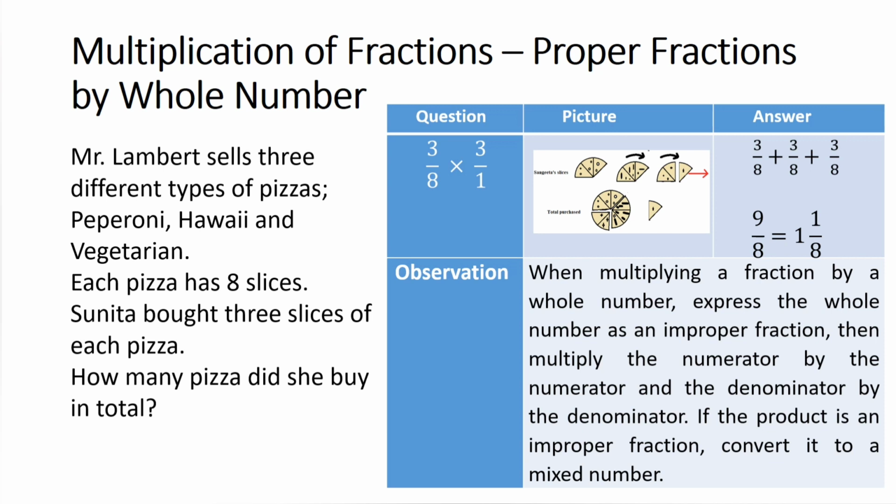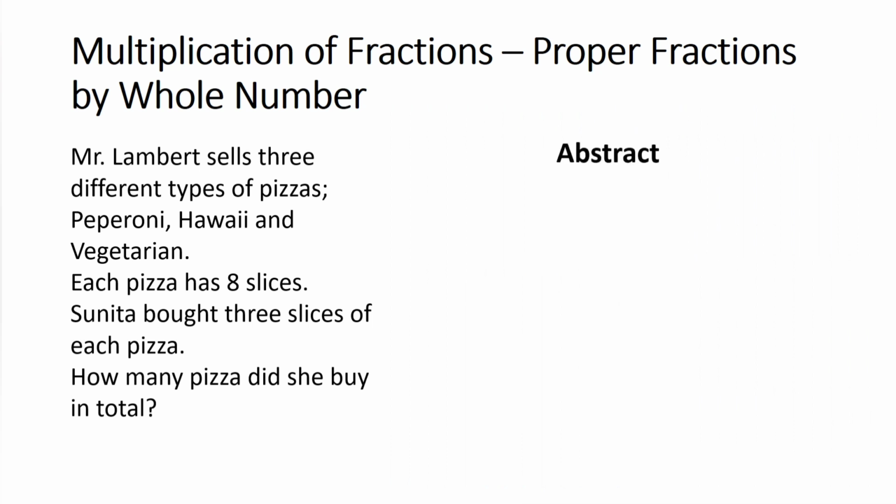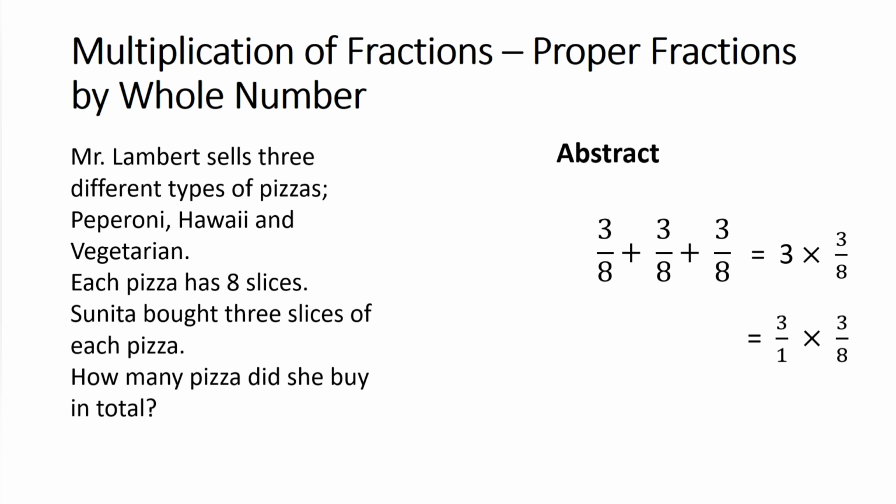The students then recognize the algorithm for multiplication, and now they can apply the algorithm at the abstract stage, where continuous addition is equivalent to multiplication. And in multiplication, we would recognize the whole number is converted to an improper fraction, that is 3/1. Then we multiply numerator by numerator, denominator by denominator, and convert to a mixed number as the case may be.